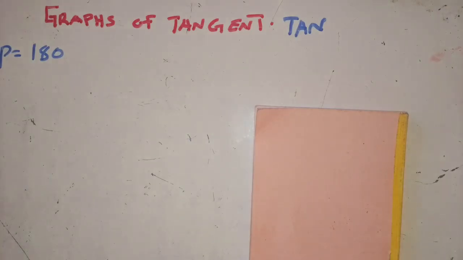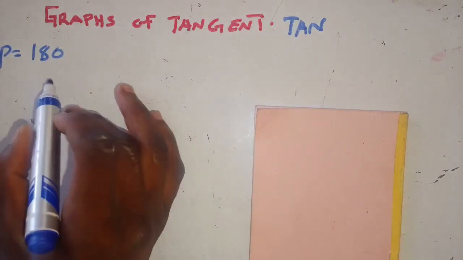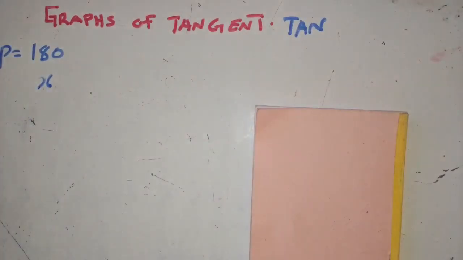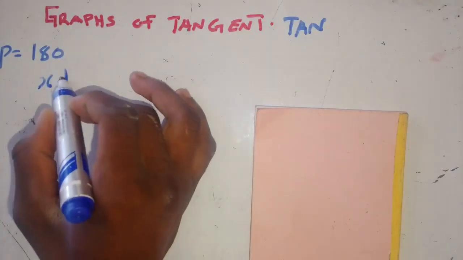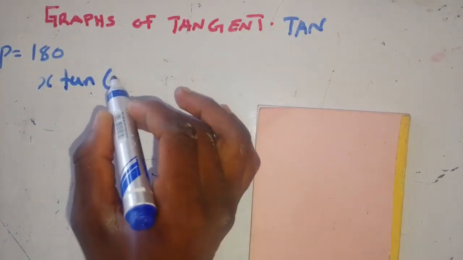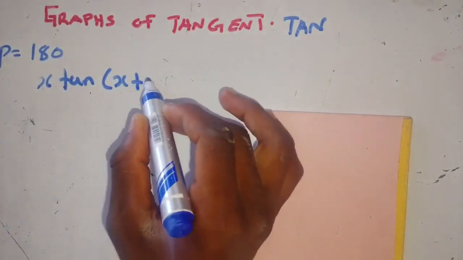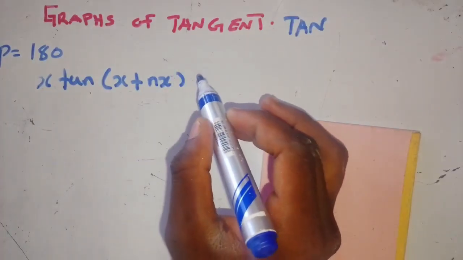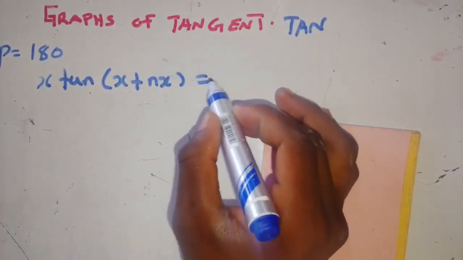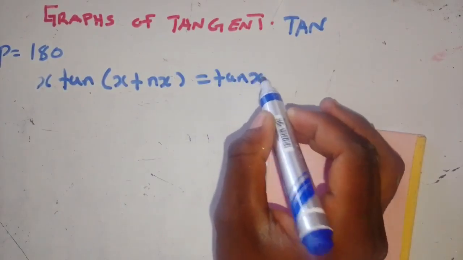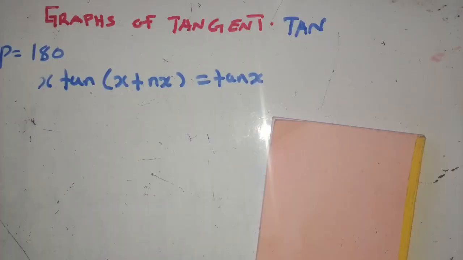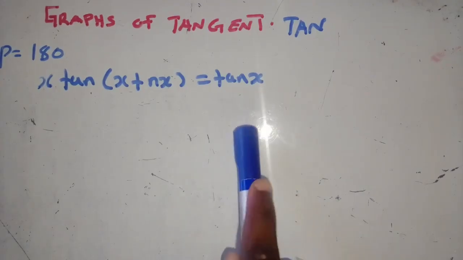And this means that for all values of x, tan(x + nx) is equal to tan x, where n is an integer. I hope this is not disturbing.